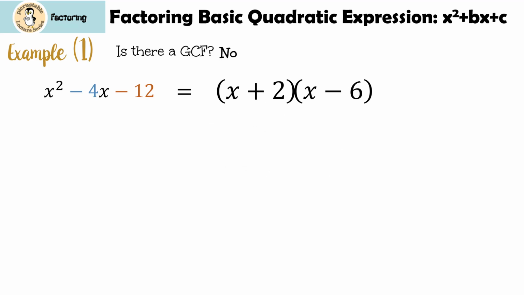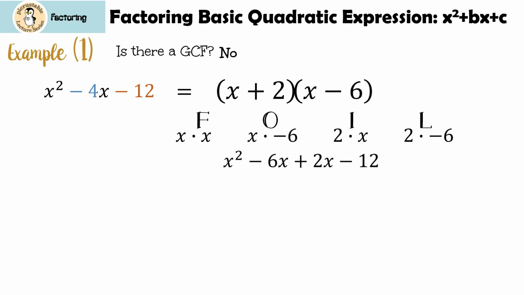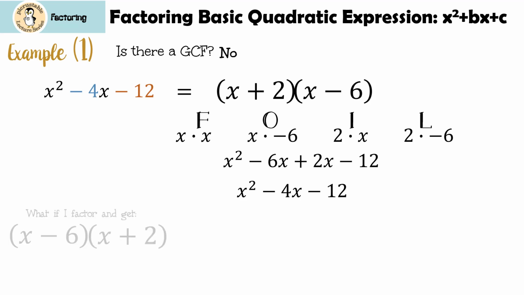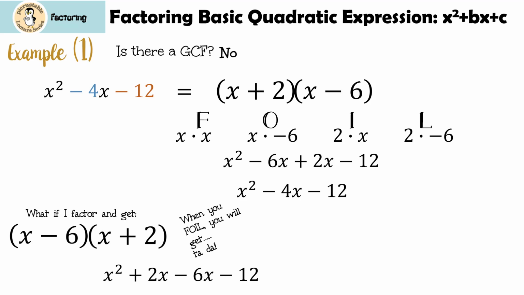You're probably thinking, now, wait a second, that was too easy. Well, let's FOIL it. When I FOIL, I end up with x squared minus 6x plus 2x minus 12, which gives us x squared minus 4x minus 12. Hey, perfect, we did it! What if I factor and get x minus 6 times x plus 2? Guess what? It's the same thing. It doesn't matter if we have x plus 2 times x minus 6 or x minus 6 times x plus 2. They both FOIL into x squared minus 4x minus 12.